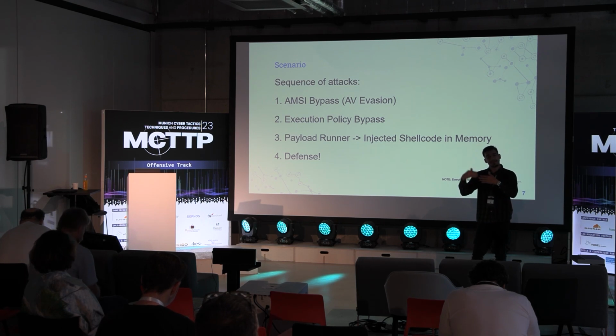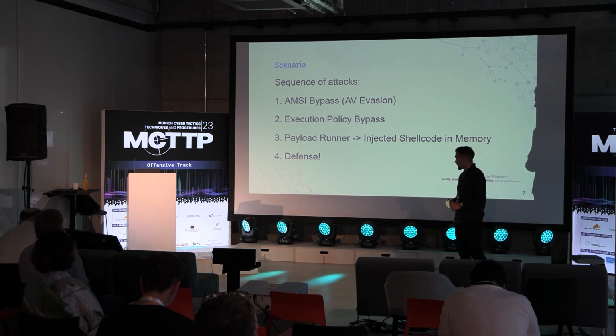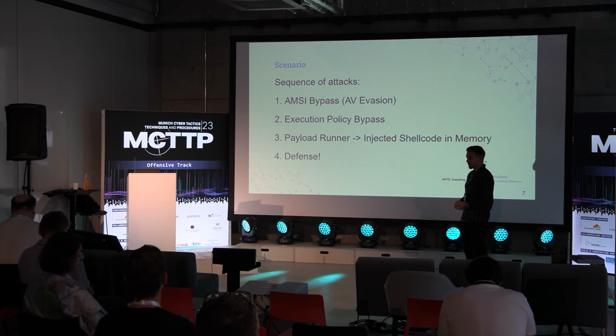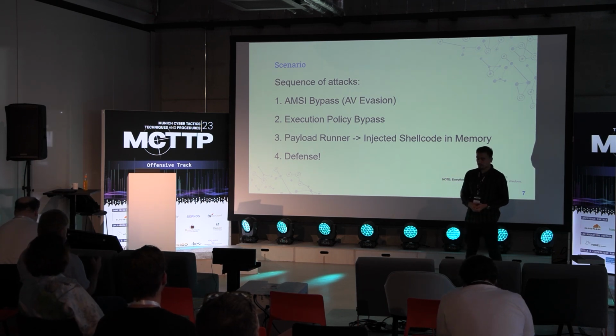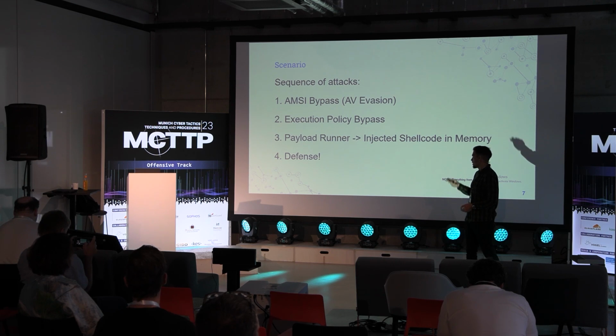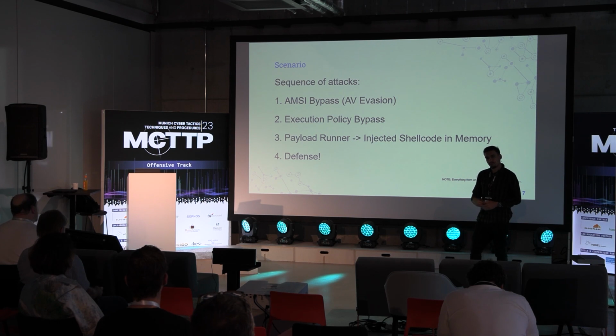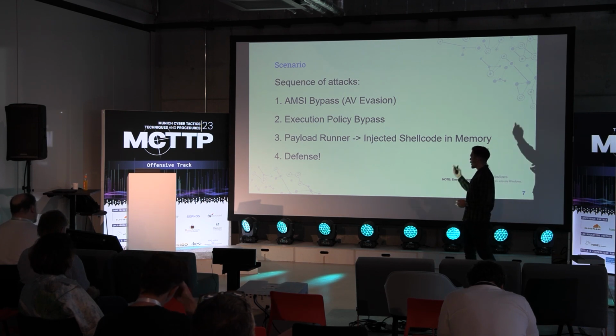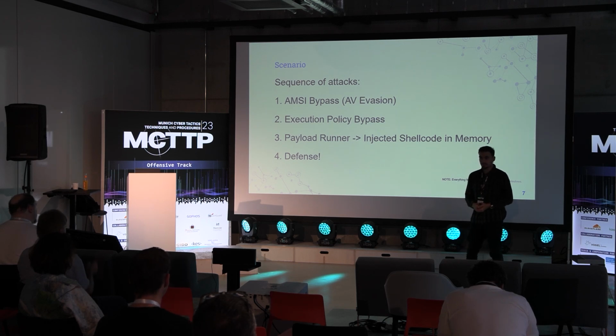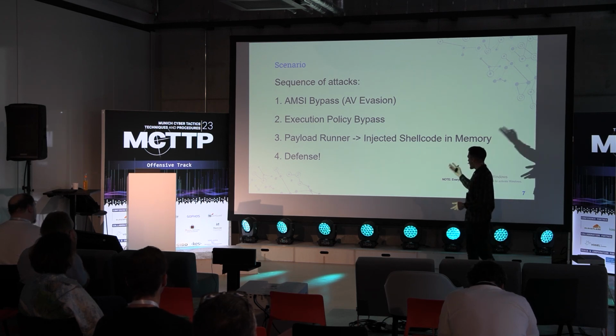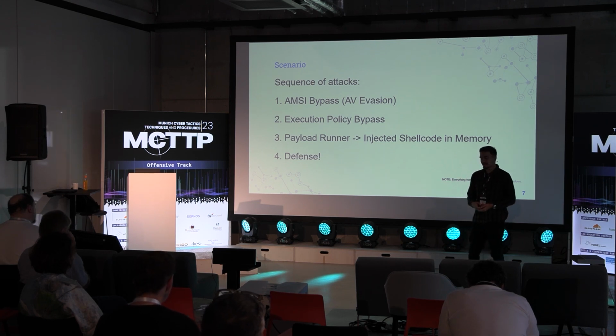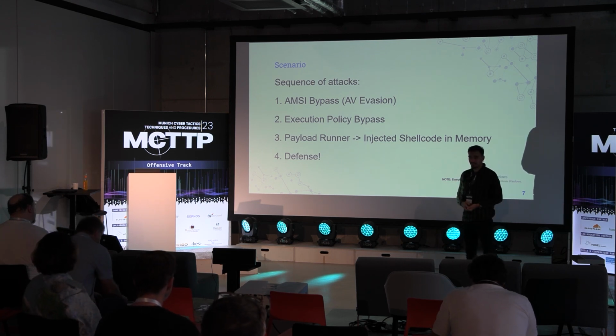This is what happened in the background. This is the technical perspective, the sequence of attacks, respectively. We have firstly an AMSI bypass technique that we'll take a look at. Then we have an execution policy bypass to evade the low-privileged account permissions. Then a payload runner, because we want to be stealthy, we want to be fileless, so we inject everything in memory. And we'll see how we can defend against all of those attacks.